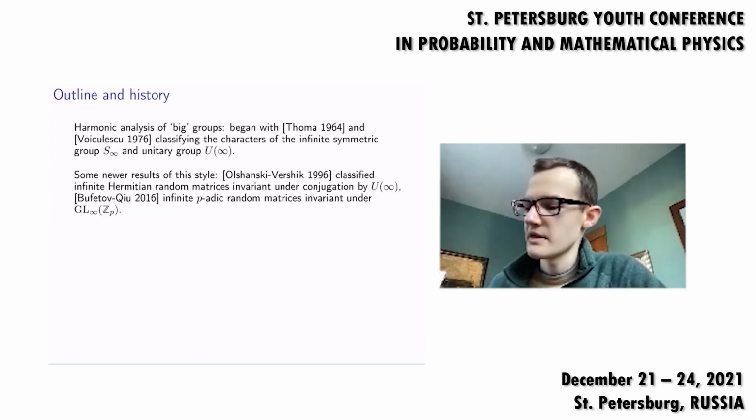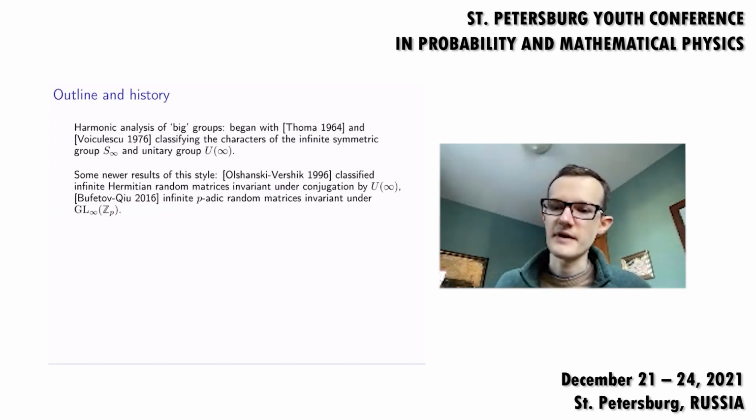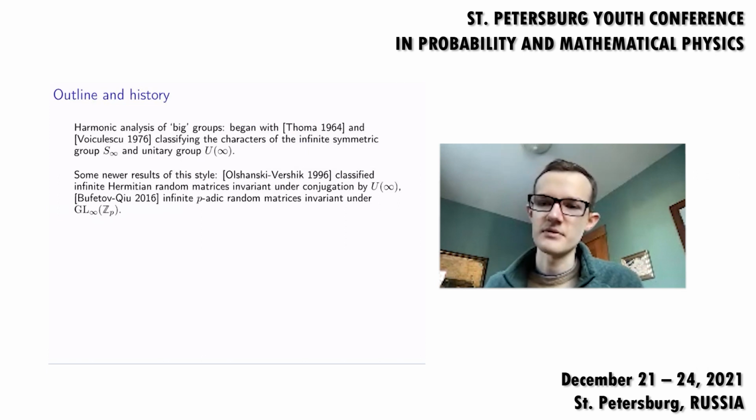There was this classification of infinite Hermitian random matrices, which are conjugation invariant by unitaries. And most relevantly for us is a pretty recent result of Alexander Bufetov and Chu from 2016, classifying infinite p-adic random matrices, which are invariant under GL infinity of Z_p. Actually, they did something slightly more general, but we're going to think about this concrete case.